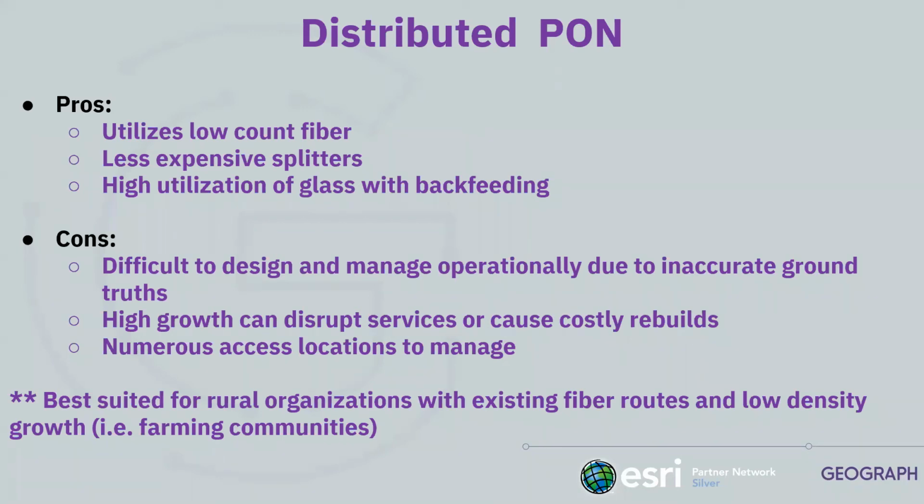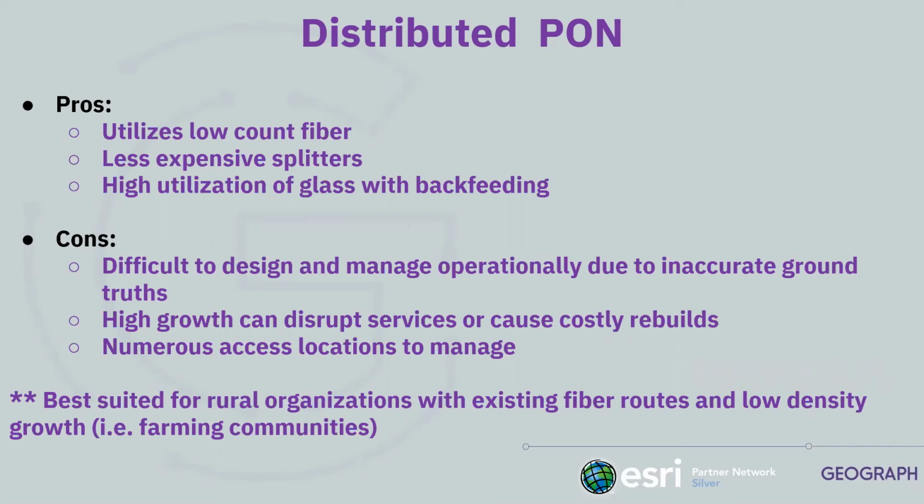And then numerous access locations to manage. With your splitters being cascaded throughout your network, you've got to keep up with where all those locations are. A service location may have to go through 2 or 3 splitters, and knowing where those are and being able to manage those becomes tedious at times.